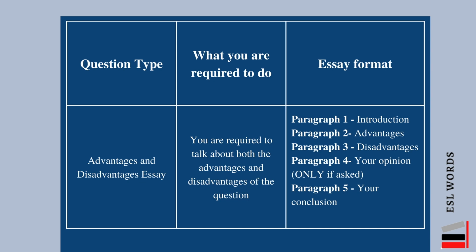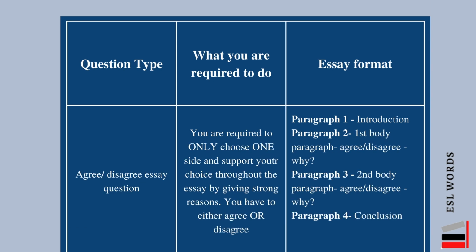Next is an advantages and disadvantages type of essay. In this type of essay, you are being asked to discuss both the advantages and disadvantages. So how you would break down such an essay question would be, for the first paragraph, you would include an introduction. The second paragraph, you would include advantages. The third paragraph, you would write about the disadvantages, followed by the fourth paragraph, which would be your opinion if you are being asked, and the fifth paragraph would be a conclusion.